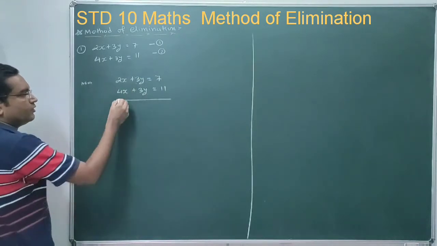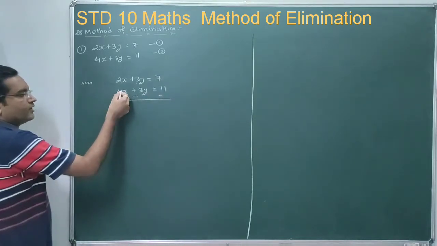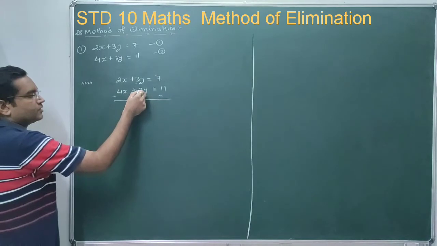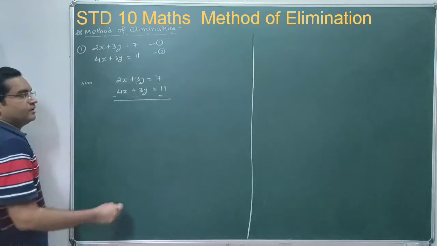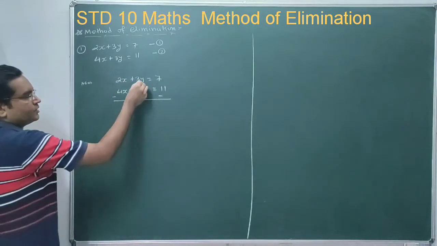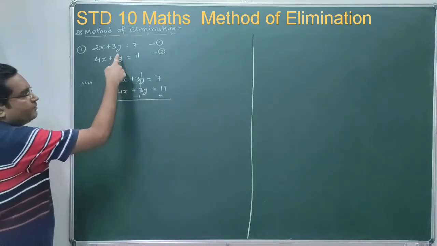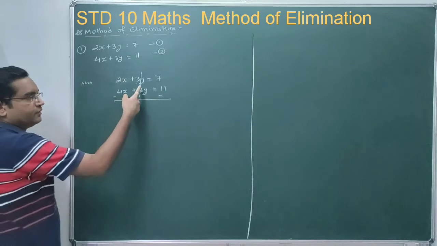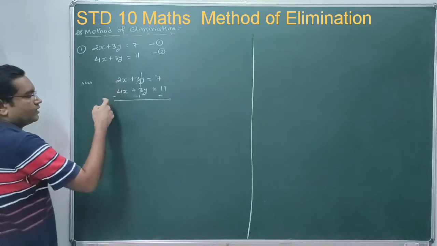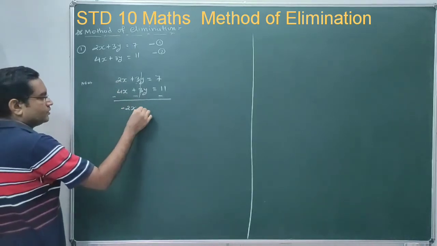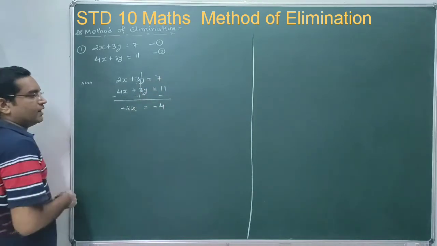For the subtraction of these two equations, we have to change the sign of each term. So 4x is converted into minus 4x, plus 3y is converted into minus 3y, and 11 is converted into minus 11. Now perform the addition. Plus 3y minus 3y will cancel, so variable y is eliminated. Then 2x minus 4x is minus 2x, which is equal to 7 minus 11, which is minus 4.